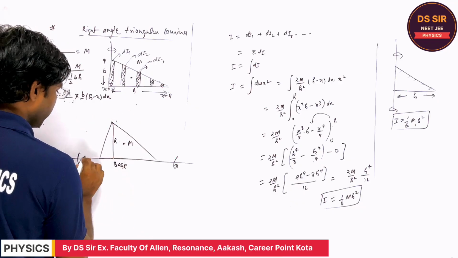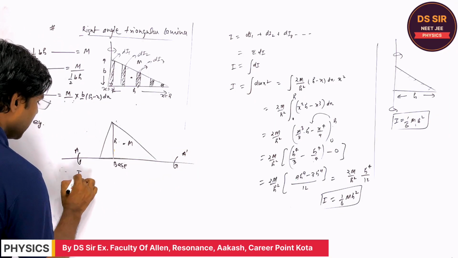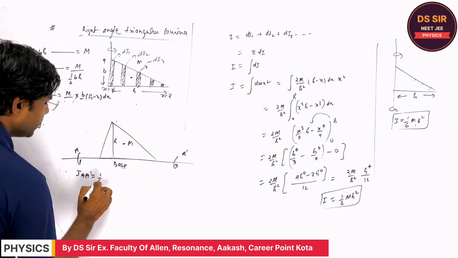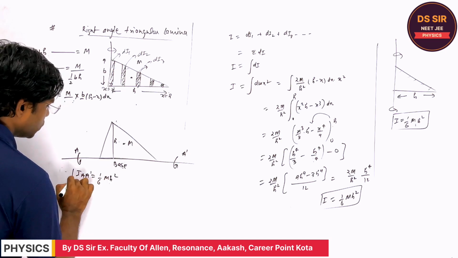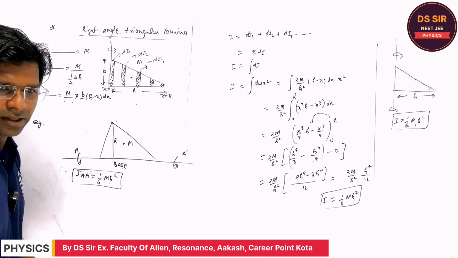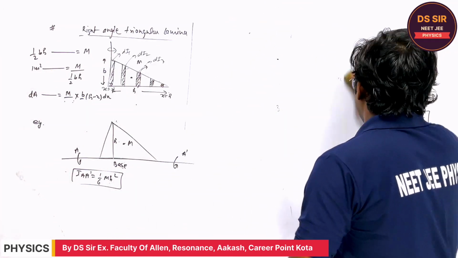So what is the moment of inertia about this axis? A dash. Again, A dash is equal to 1/6 mh square. It comes same, mh square. I can prove this, or I can explain how they are equal.